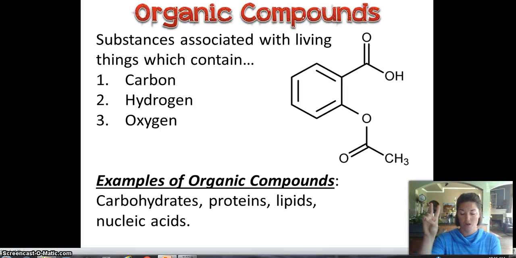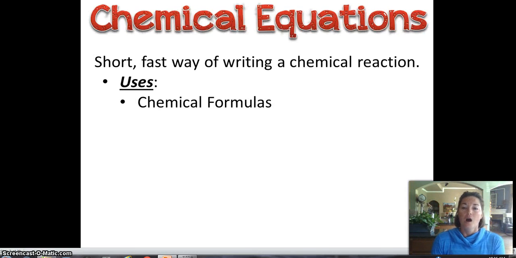For today, all you really need to know is that organic compounds contain 3 common elements: carbon, hydrogen, and oxygen. All right, now we're going to quickly add to a chemical formula, because a chemical formula is a shorthand way of writing out a single compound. But if I want to write out a longer reaction, then I'm going to use something known as a chemical equation. A chemical equation is a short, fast way of writing out a chemical reaction, and it uses chemical formulas, which we just learned about.